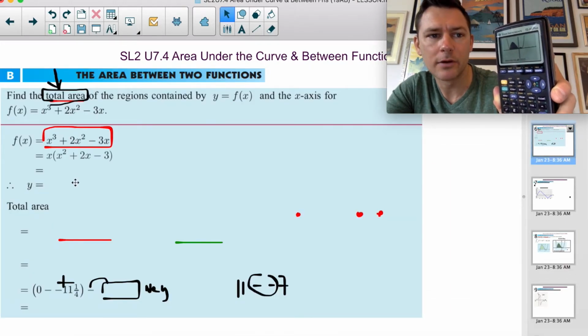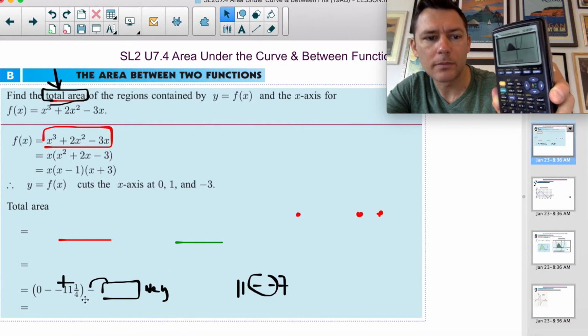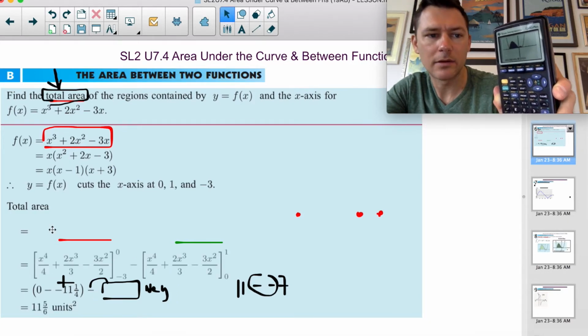Oh, where'd all my stuff go? Right, 11 and a little bit.